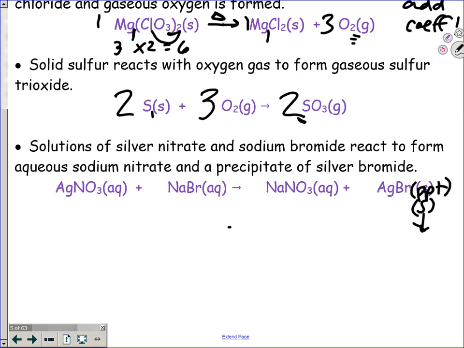Okay. All right, so looking up here, how many silvers? 1 all the way across. How many nitrogens? 1 here, 1 here. How many oxygens? 3 and 3. How many sodiums? 1 and 1. Bromines? 1 and 1. Is it balanced? Yes. What's the ratio across? 1 to 1 to 1 to 1.